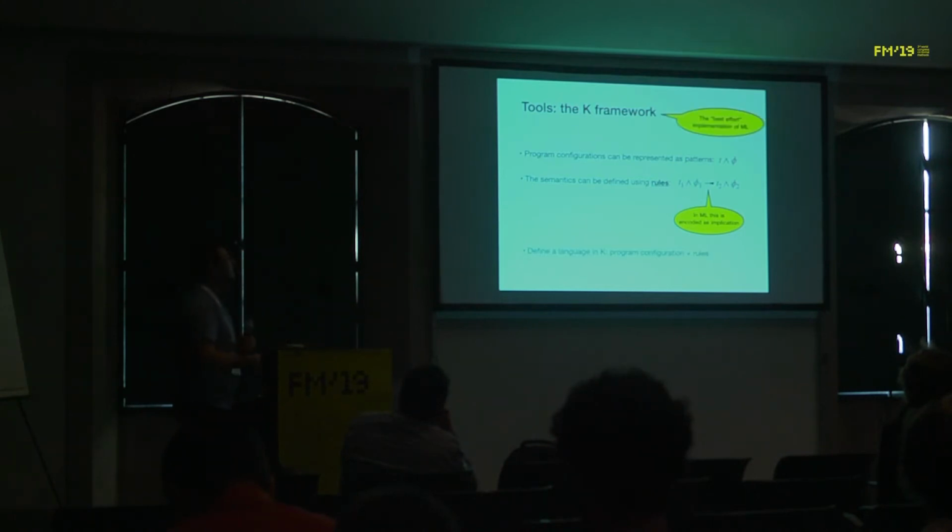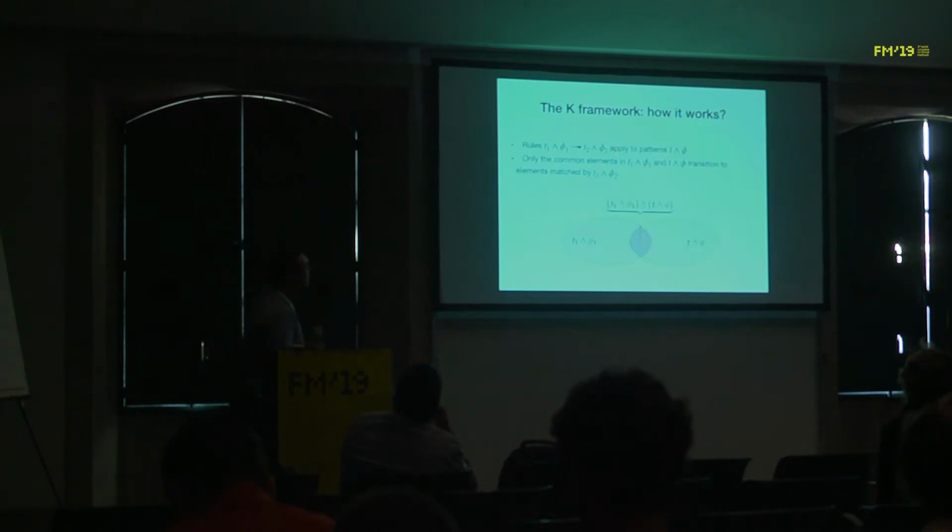All right, so how does this K work? Oh, by the way, the K framework is the best effort implementation of matching logic, I forgot to tell that. So how does this work? The idea is that if you have an input program configuration, an input pattern, say T and phi, and you try to apply a rule to this T and phi, all you have to do is compute the set of common elements that matches both patterns. And only those elements transition to elements matched by the right-hand side of the rule.